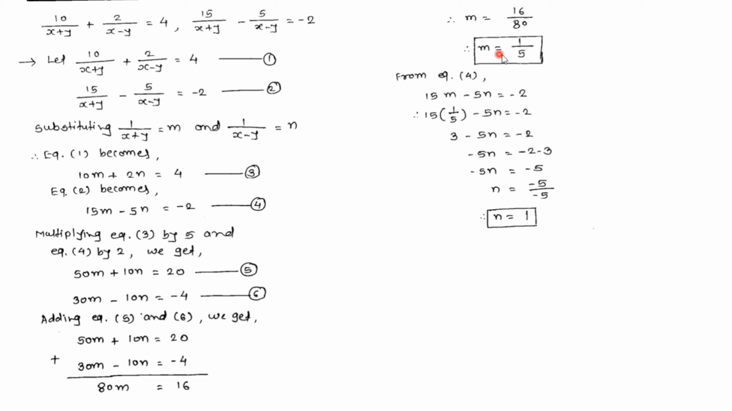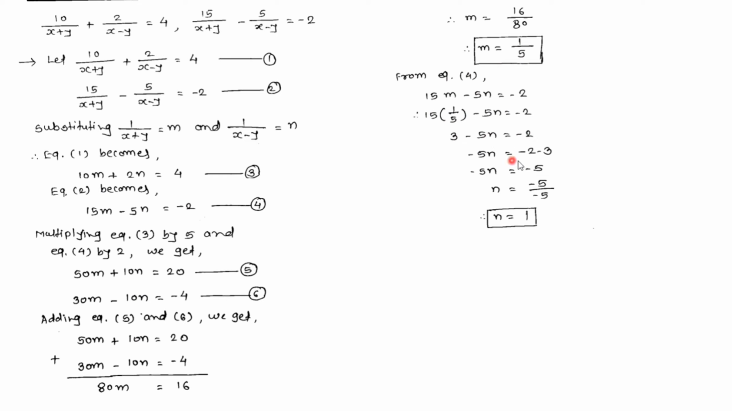Now from this value of m, we can find the value of another variable, that is n. So for that, let us consider equation number 4. So equation 4 is 15m minus 5n is equal to minus 2. In this equation, we will replace m by 1 by 5. That is 15 into 1 by 5 minus 5n is equal to minus 2. So if we simplify here, 5 3s are 15. That's why we'll get 3 minus 5n is equal to minus 2.